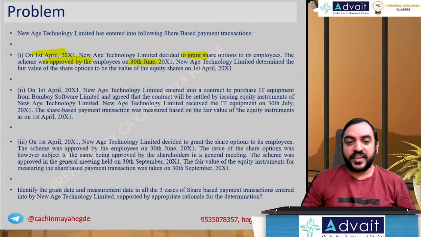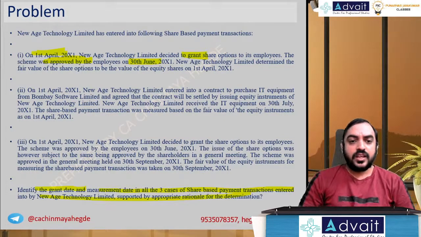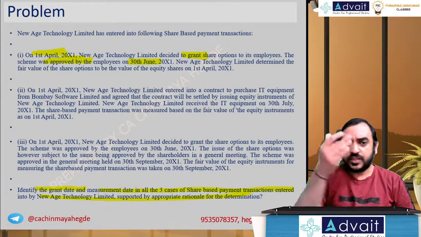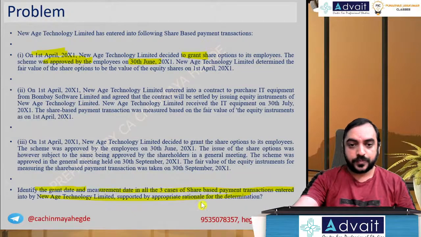So basically you have to identify grant date and measurement date in all the three cases, in case of share-based payments, supported by rationale for the determination. So reasons. Let us read the first situation, then I'll go for second and third situation. First situation, let's see what institute tells you.